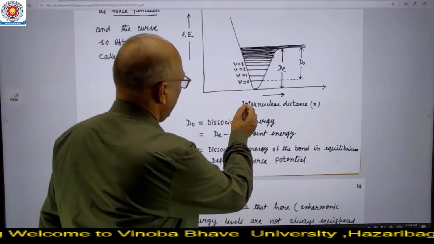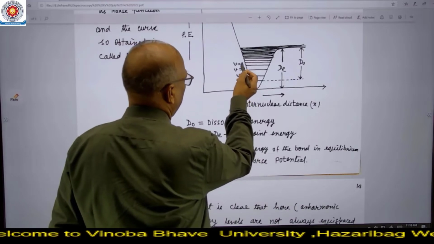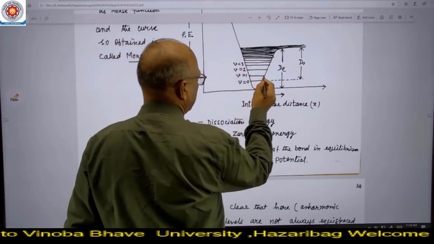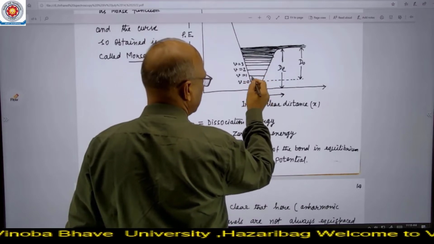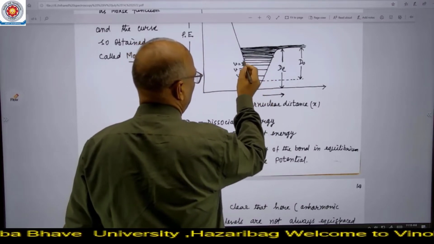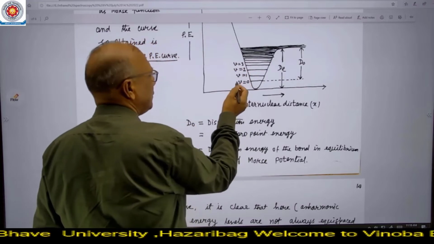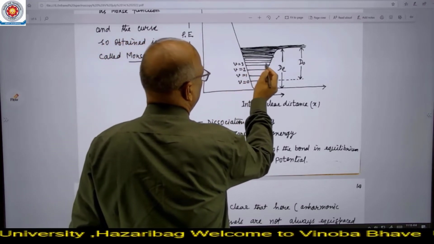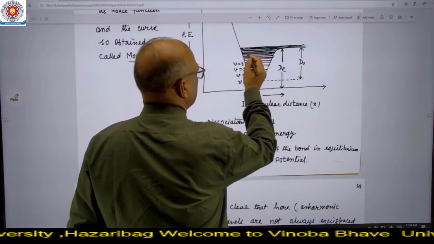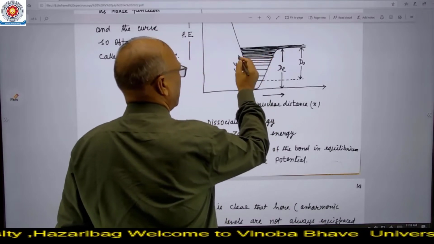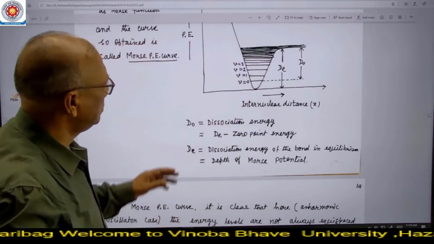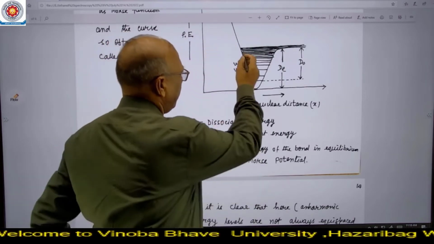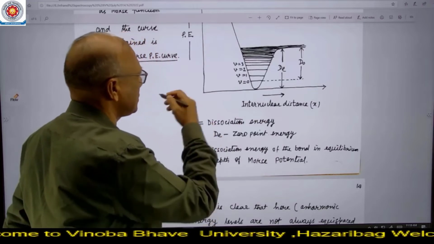That is, when the vibrational quantum number increases, at the initial stage the levels are approximately equally spaced, but as we increase the value of the vibrational quantum number, the spacing gradually decreases, and after some time it becomes almost merged on each other, and we can say that a continuous band is formed.